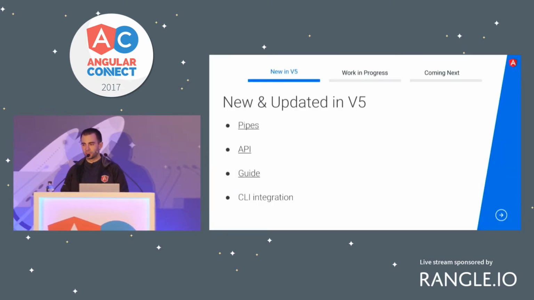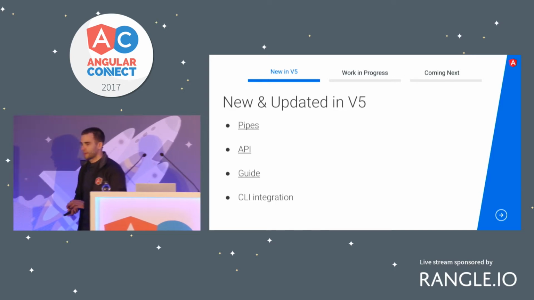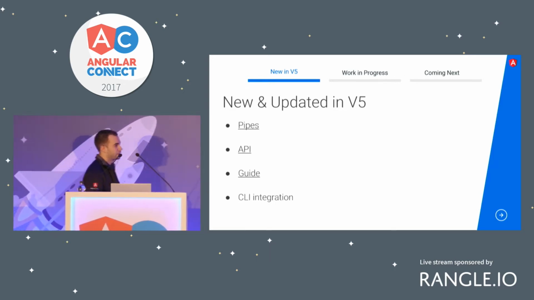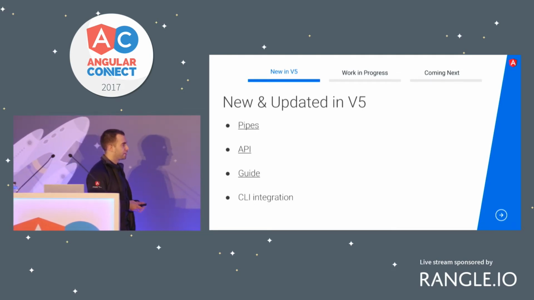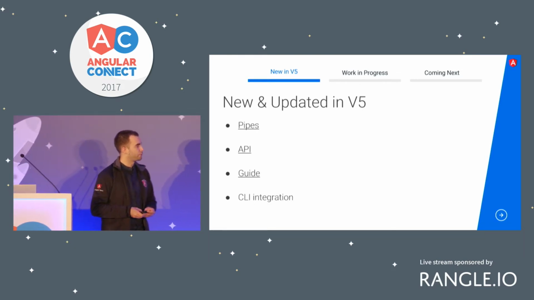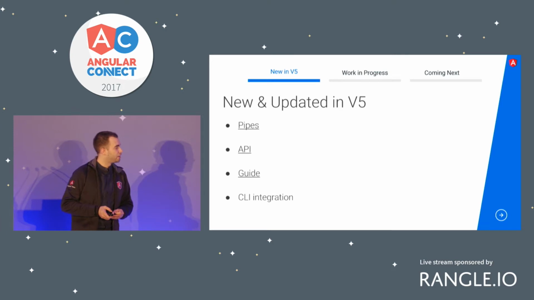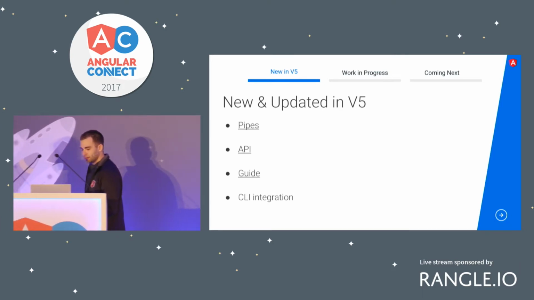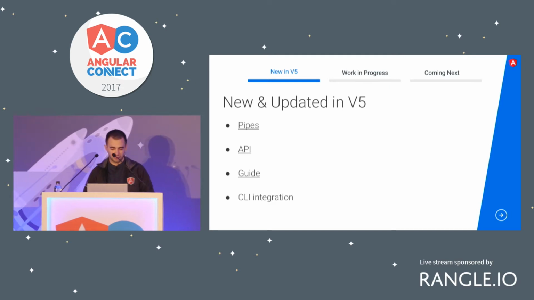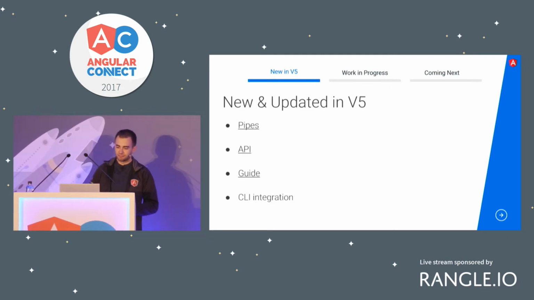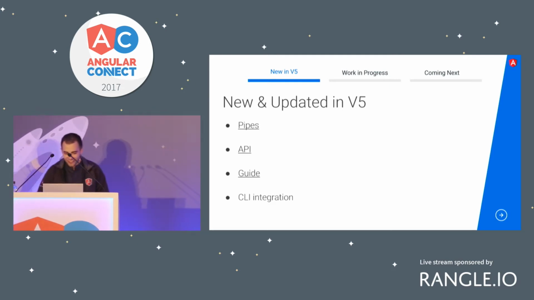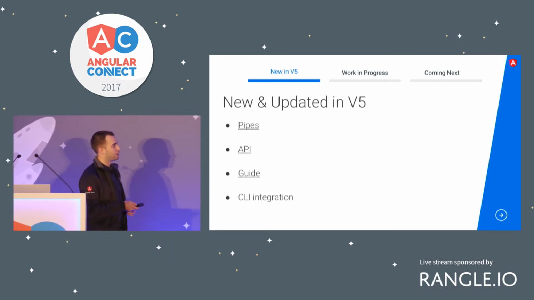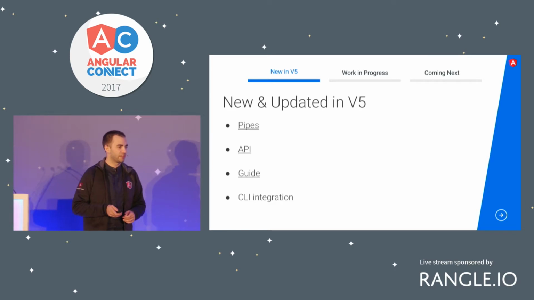So what have we been working on for v5? Well, we've worked on pipes. We've actually rewritten them from scratch. And we also worked on something new called the i18n API. I decided to call it like that, but you can do whatever you want. And then we rewrote the i18n guide on Angular.io. It was just released last week.